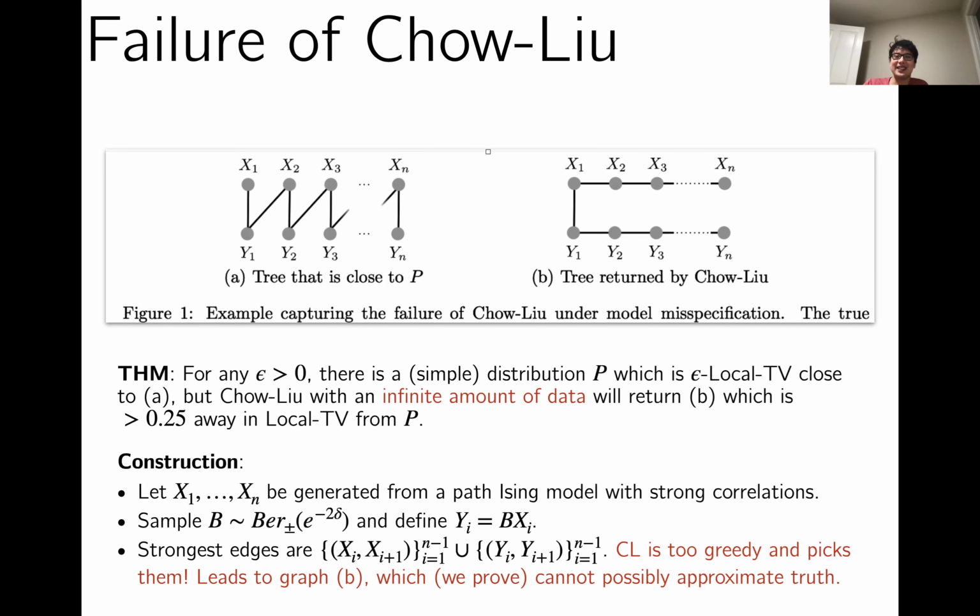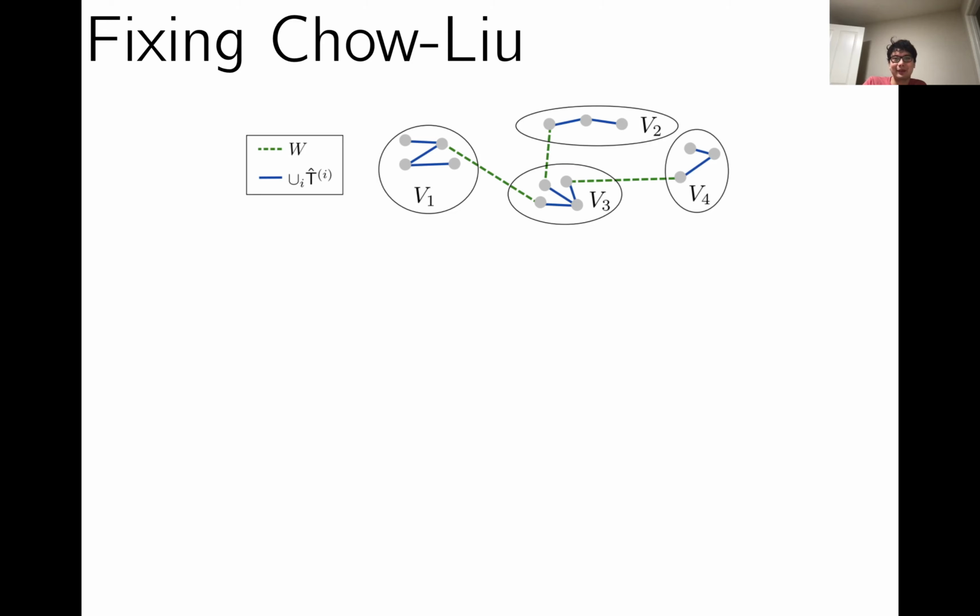The construction is very simple. Because it's greedy, you can easily cook up examples where Chow-Liu is tricked into picking wrong edges. But I won't go too much into the details because of time. Okay, so we know Chow-Liu doesn't work.